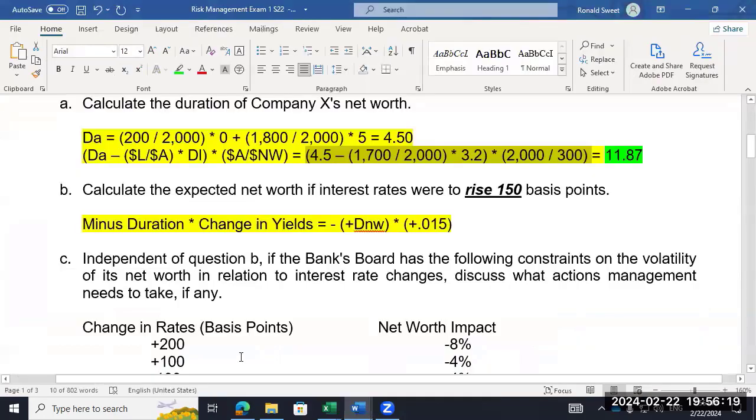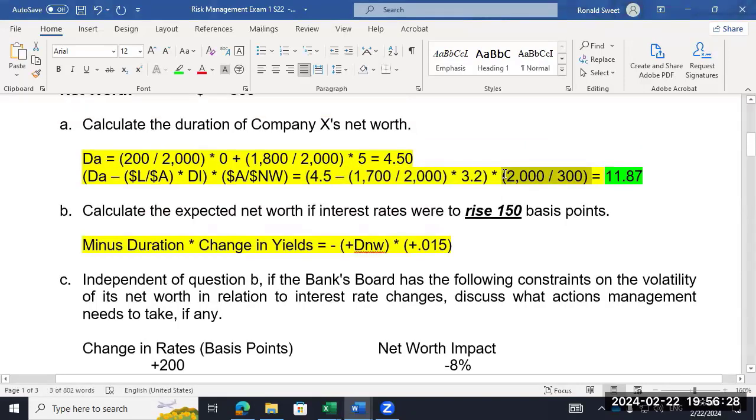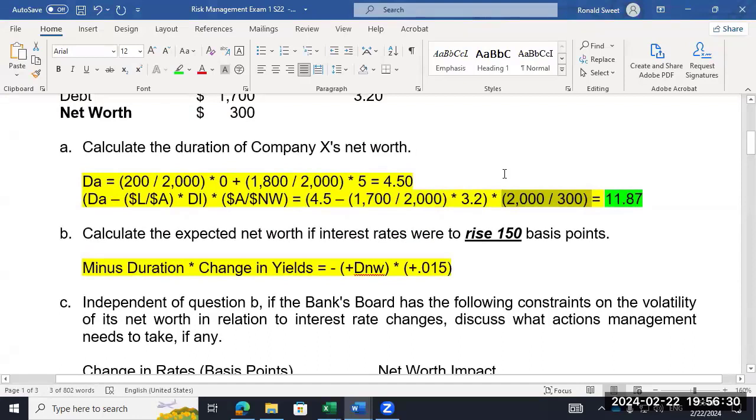All right, did y'all reconcile it? 2,000 divided by 300 is the leverage. This is the leverage, right? There are different measures of leverage, but when you did ROE decomposition, you might remember that you use total assets over net worth. That's a fairly common definition of leverage. It works really well for banks because they're extremely highly levered. This bank's not that highly levered. Most of them are 10 to 1, but this one's not quite that high.